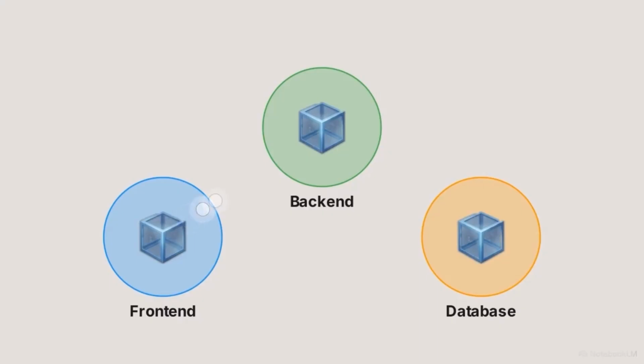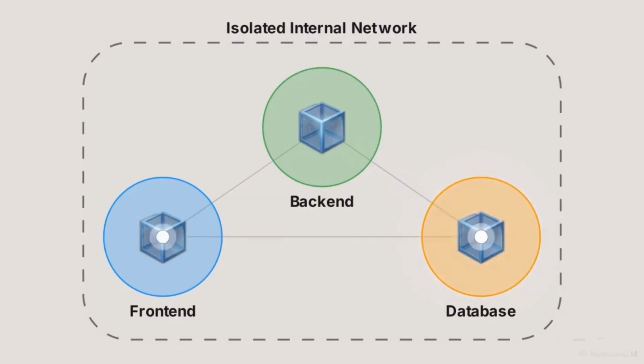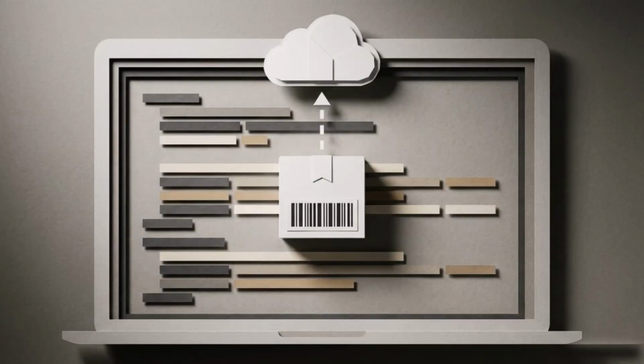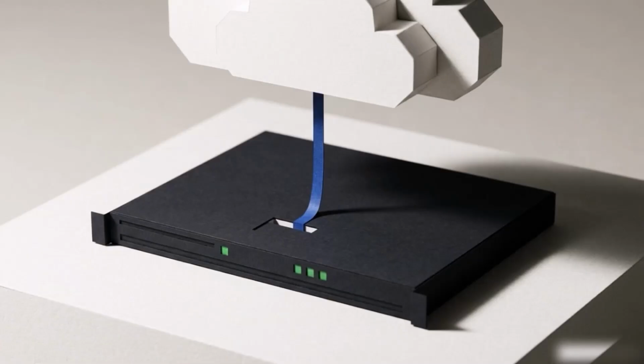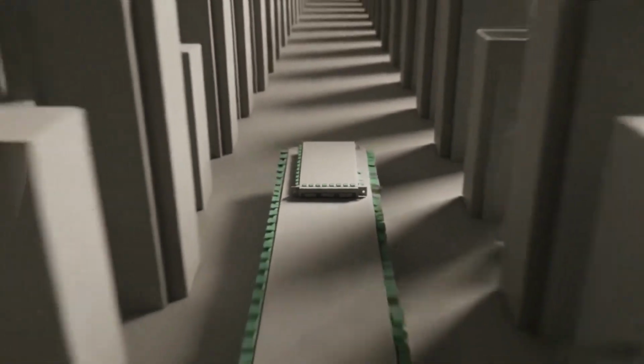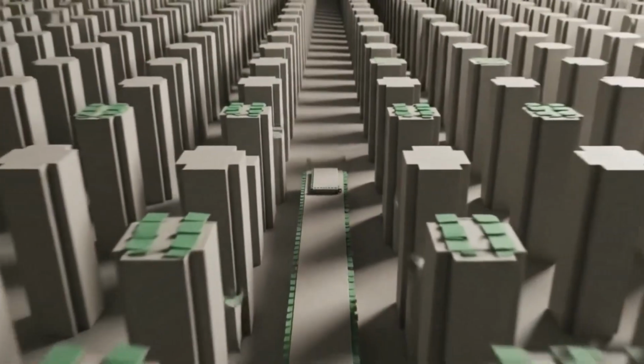A front-end service can talk to a back-end service over an isolated internal network, creating a complex system out of simple individual parts. When an app is ready for the real world, the developer pushes the finished image to an online registry. From there, the image can be pulled and run on any server in seconds. It will behave exactly the same way on a personal laptop as it does in a massive cloud cluster.